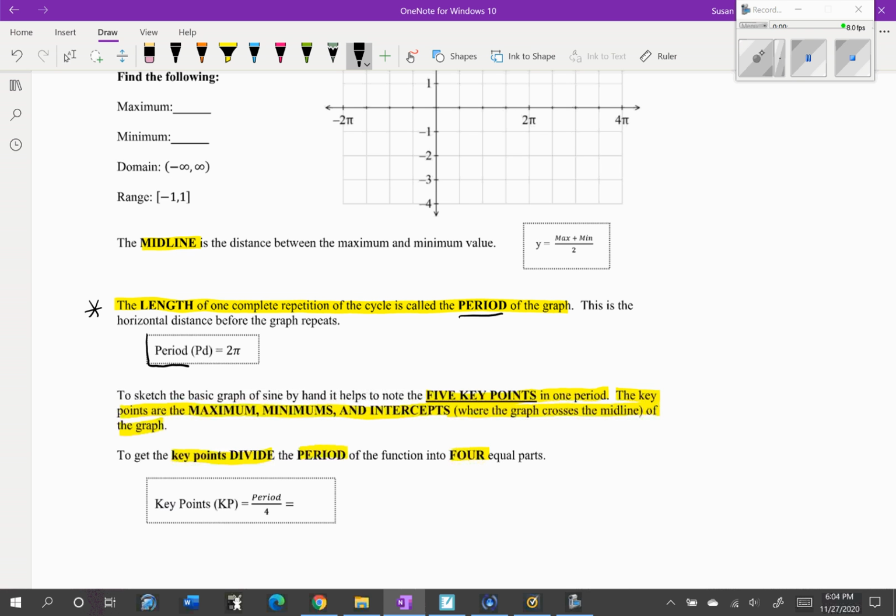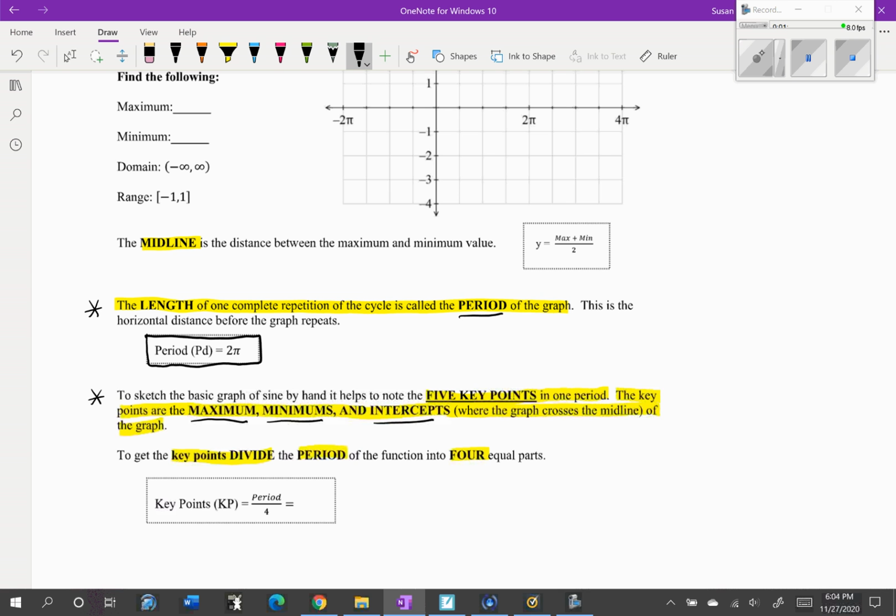One time around our circle we know is in radians 2 pi. If it was in degrees, it'd be 360. You can graph in degrees or radians, but often we graph using radian measures over degrees because it's more applicable. When we're sketching the basic graph of sine or cosine by hand, it helps to note the 5 key points in one period. The key points are your maximums, your minimums, and the intercepts of the graph. The intercepts are also where the graph crosses the midline if your graph is moved up or down.